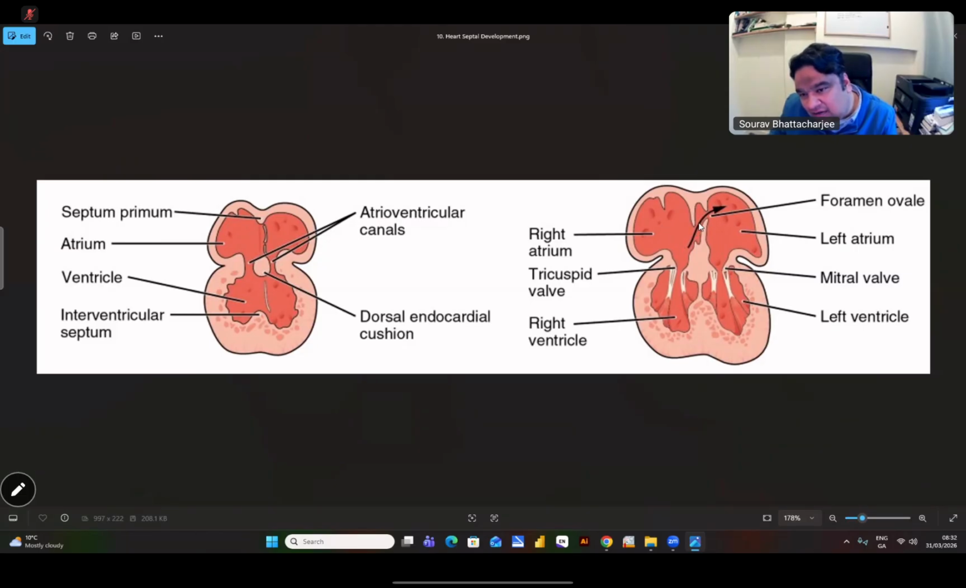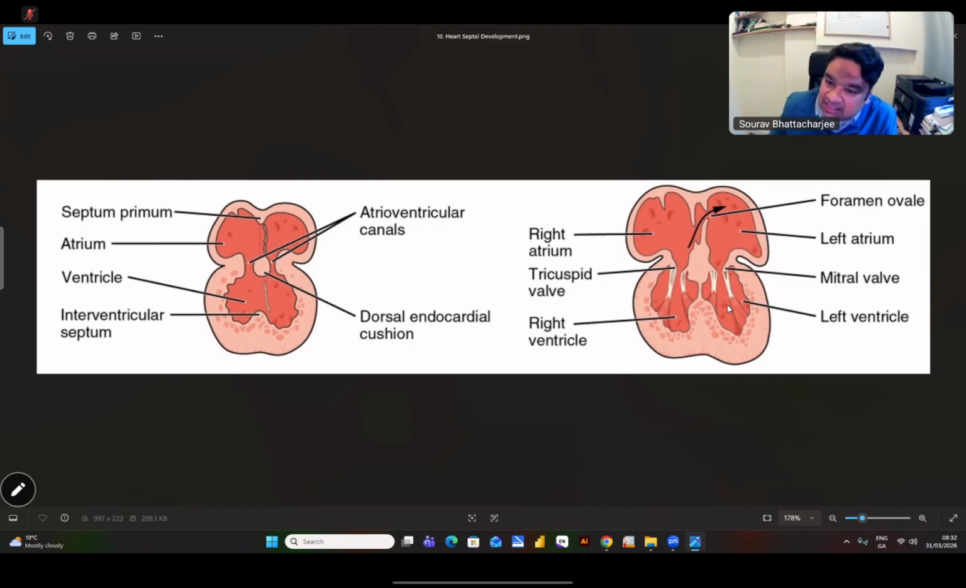Now blood can flow from the right to the left atrium, and these two parts of the septa, this is septum primum, this is septum secundum, they act as a valve. And this foramen through which the blood flows from the right to the left atrium is called foramen ovale, or oval. Please remember it because we will need it in the next few minutes. Foramen ovale will be coming back in the next few minutes.